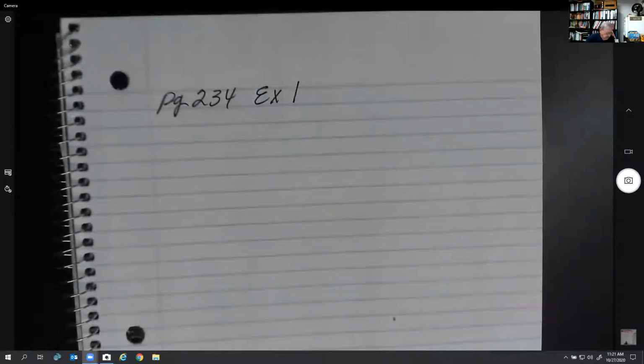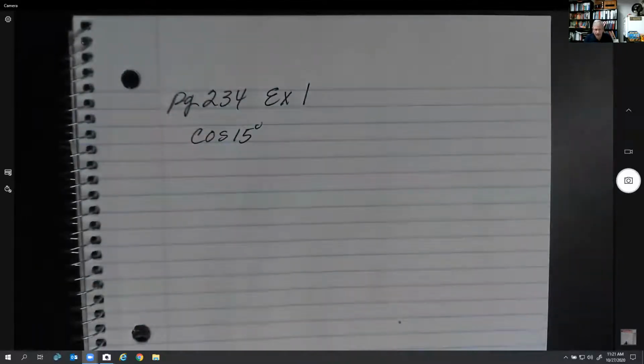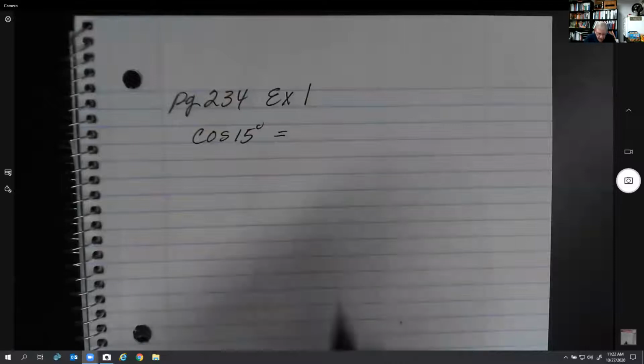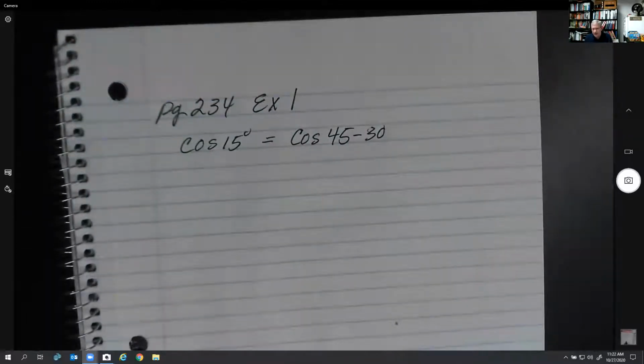Okay, this is on page, I'm going to do example 1. It's on page 234. Example 1. Okay, so here we want to find the cosine of 15 degrees, right? Well, personally, if I had to find the cosine of 15 degrees, I would not use a half angle formula. I would use the expanded difference of cosine expansion. Like I would use cosine of 45 minus 30. That's how I would do it. And that would give you the cosine of 15, right?